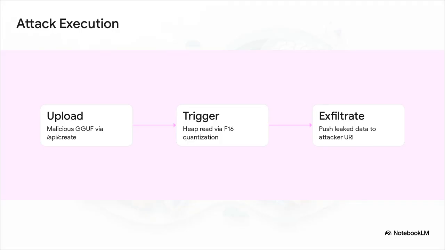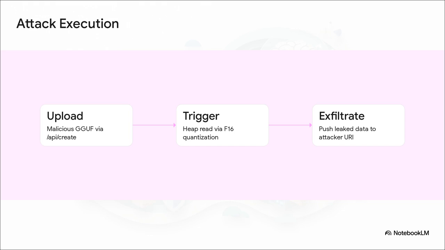So, here is the end-to-end execution of the attack in 3 steps. Step 1. The attacker uploads that maliciously crafted GGUF file to the Ollama server using the /api/create endpoint. Step 2 is the trigger. Because the attacker artificially inflated the tensor shape in the file, when Ollama tries to process and convert the data format, the loop blindly reads past the end of the buffer. And boom, it scoops up all that sensitive heap memory. Finally, step 3 is the getaway. The attacker uses the /api/push endpoint to push the newly created, memory-stuffed model right back out to their own external attacker-controlled server.